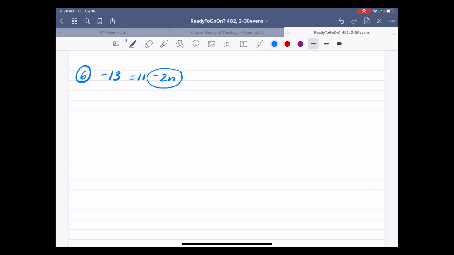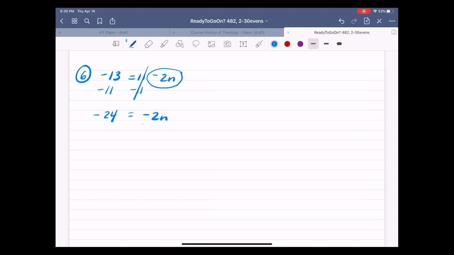I want to get the 2n by itself, so I've got to get rid of the 11. So a positive 11 is in the way of the negative 2n, so I'm going to subtract 11 from the right. If I subtract 11 from the right, I have to subtract 11 from the left. So these cancel out. 11 minus 11 is 0, so I am left with negative 2n by itself. Then I have 13 negatives, and I'm going to add another 11 negatives, so I have negative 24. And I need to solve now for n.